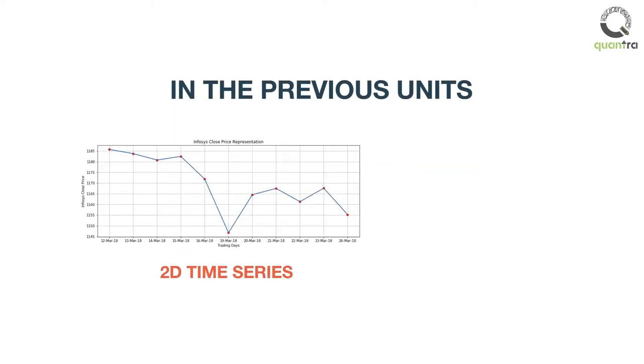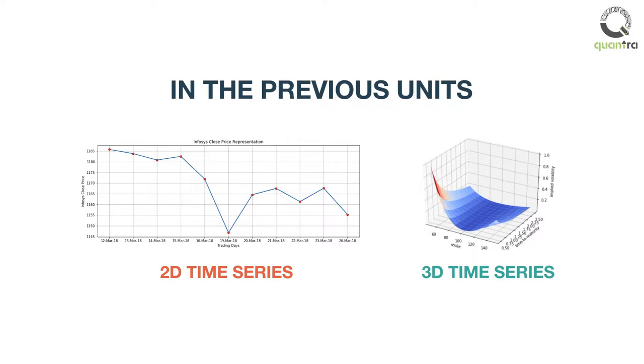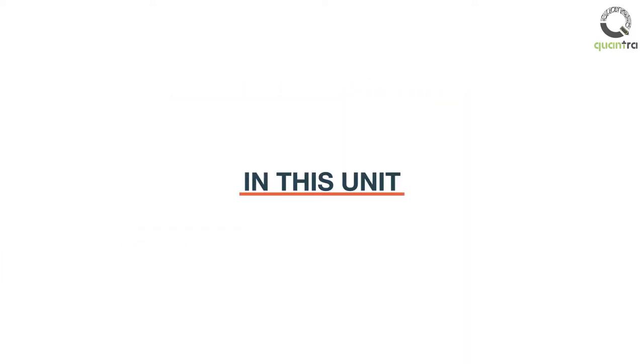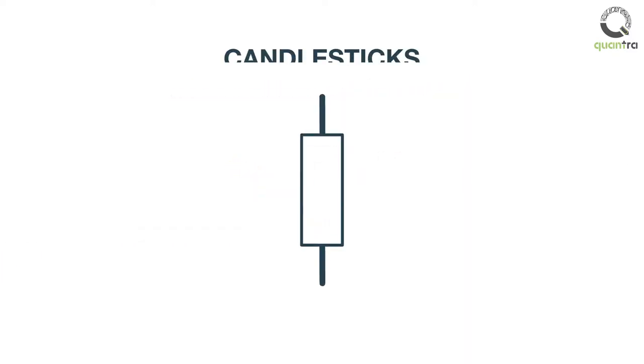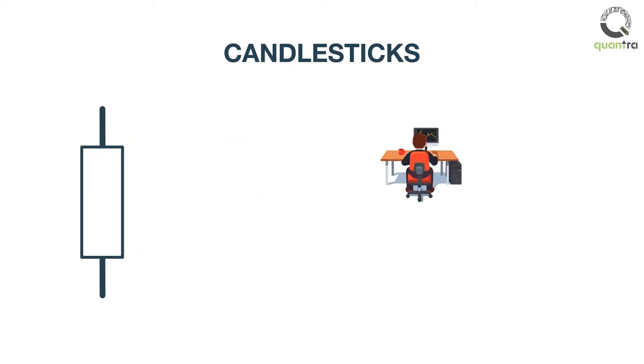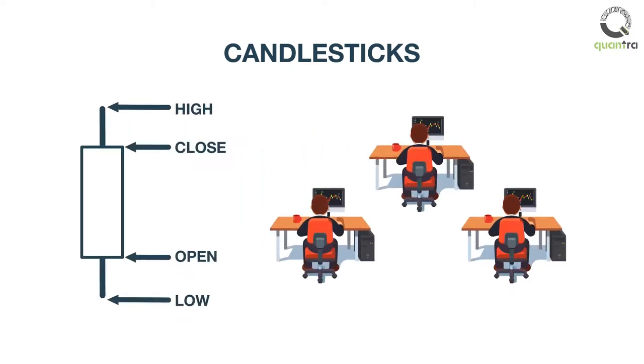In the previous few units, we have learned how to plot 2D and 3D time series data. We have also discussed various trends and patterns in technical analysis. In this unit, we will talk about candlesticks. It is imperative that we mention candlesticks in the section on data visualization, as candlesticks are arguably the most beautiful and widely used representation of OHLC data.